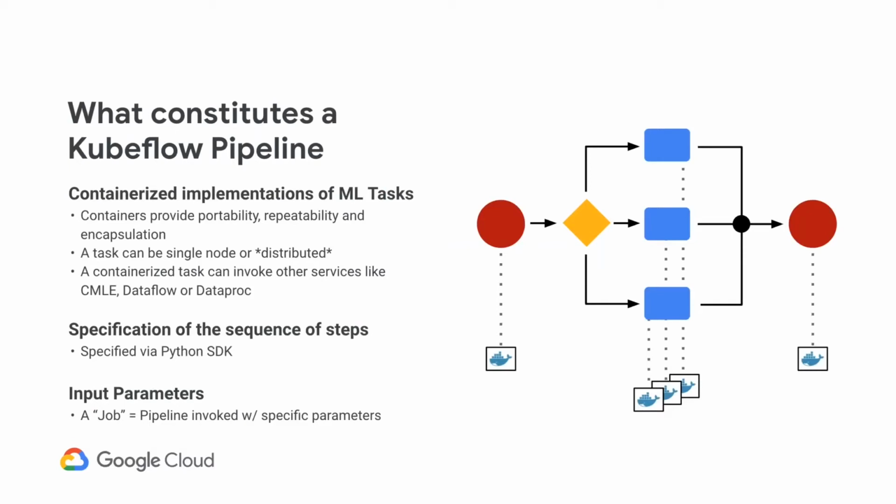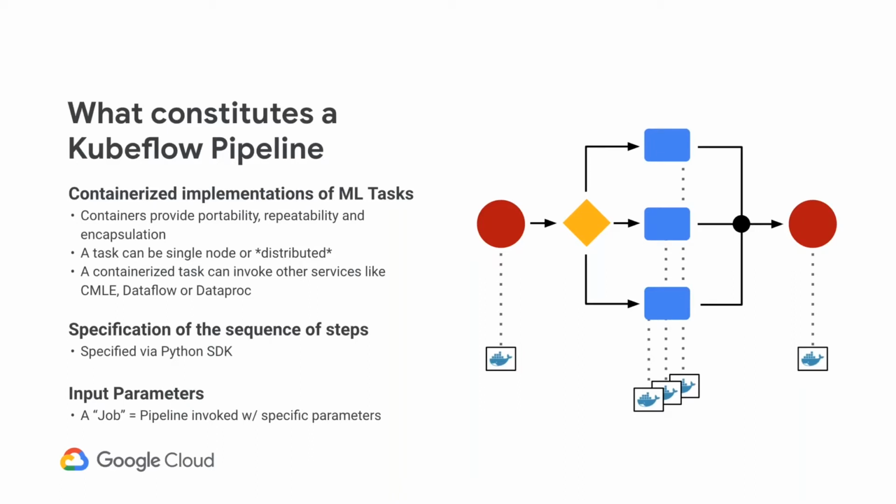Now let's take a peek under the hood and try to understand what exactly constitutes a Kubeflow pipeline. A Kubeflow pipeline consists of multiple steps, and each step is a containerized task. We are talking about production machine learning workflows, and containers are the industry standard solution for portability, repeatability, and encapsulation of dependencies. We don't want to reinvent the wheel, so we built a solution that leverages containers at the heart of it. And of course, because this gets deployed on Kubernetes, we were going to choose containers.